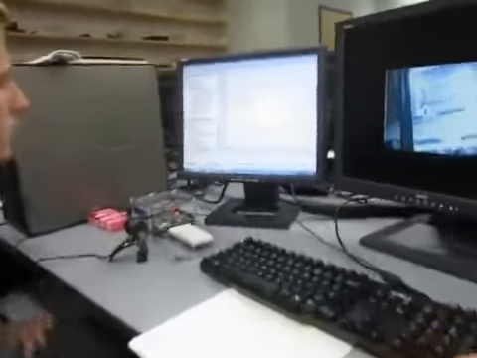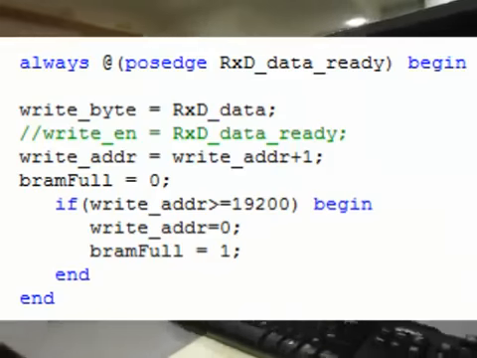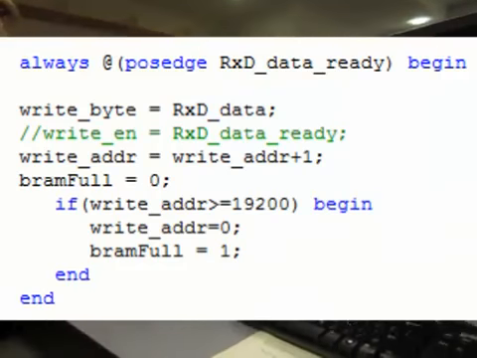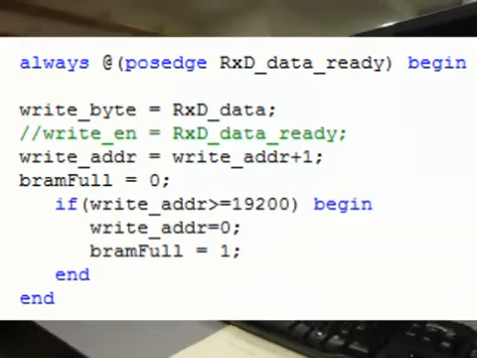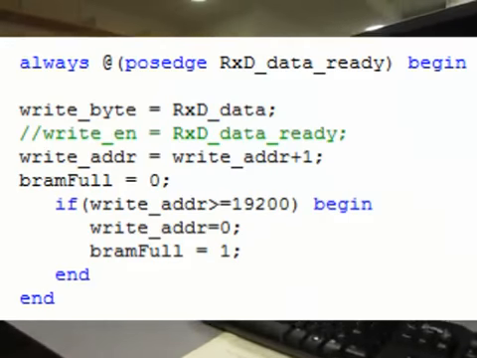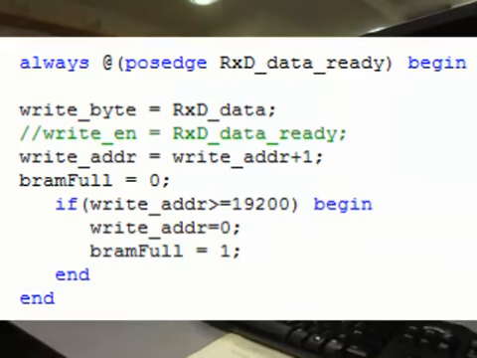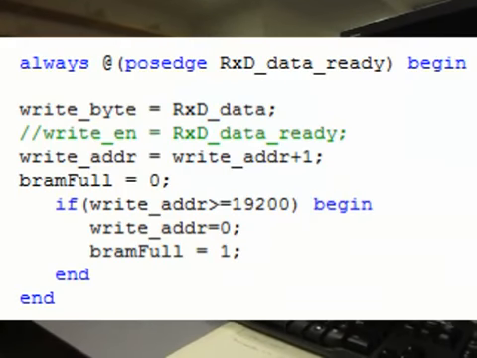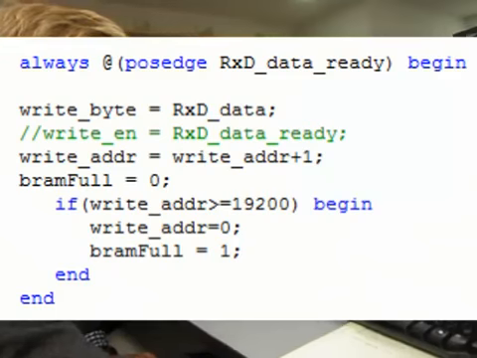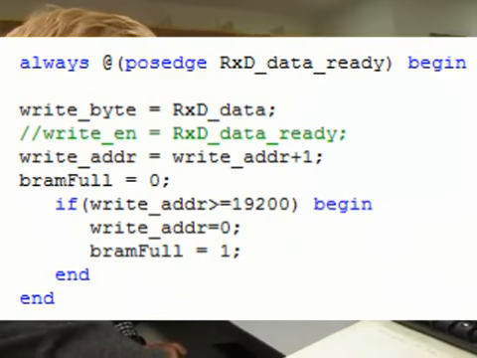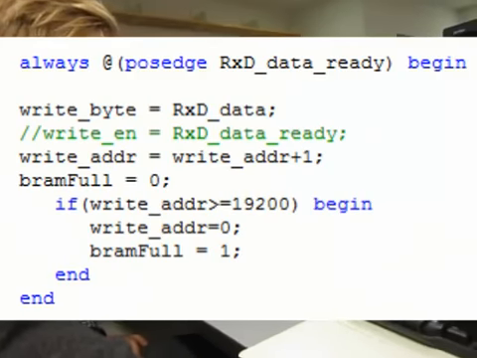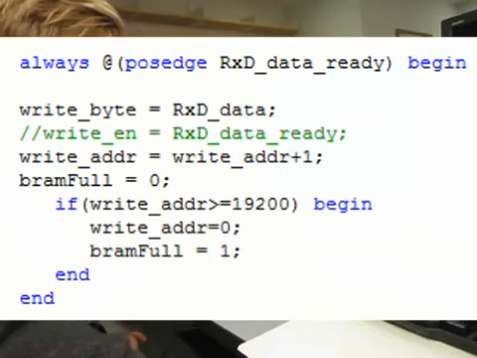So I'm going to tell you about how we're actually writing to our VRAM module. In this piece of code here, in this always block, every time we receive a new byte, it gets written to the VRAM, and then the address is incremented. Once we reach the edge of our VRAM module, the address is reset to 0, and we have a flag that goes high that tells us our VRAM is full. Once the flag is high, the VRAM is displayed on the VGA.